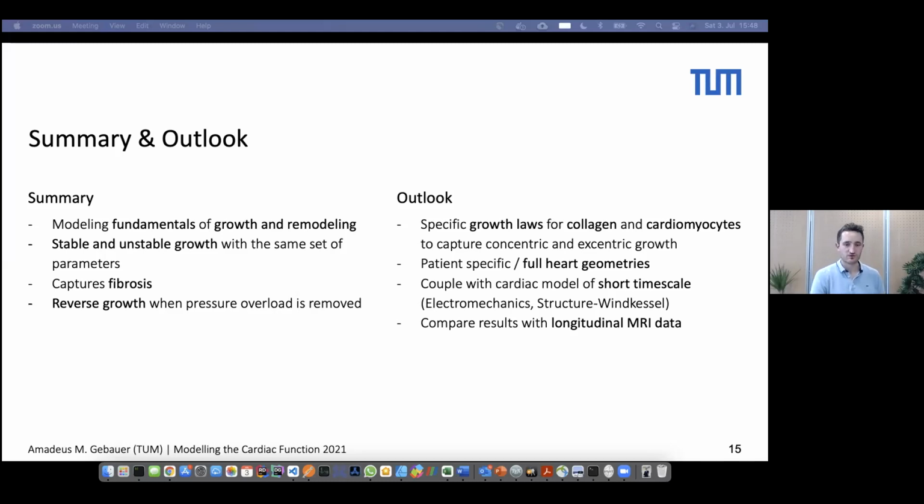Still, there are some things to do. For example, we are using very similar growth laws for collagen and cardiomyocytes, but of course, those growth laws differ. So if we want to capture concentric and eccentric growth, we probably have to use different growth laws for collagen and cardiomyocytes. And we also just use a generic ventricle and not a patient-specific, full heart geometry. And we did not couple the simulations yet with a model of short time scale. So we have not done any electromechanics or structural model to check whether the grown configuration is still functional. And last but not least, we have not compared the results to longitudinal MRI data, which is a very important step. So I thank you for your attention, and I'm happy to answer your questions.